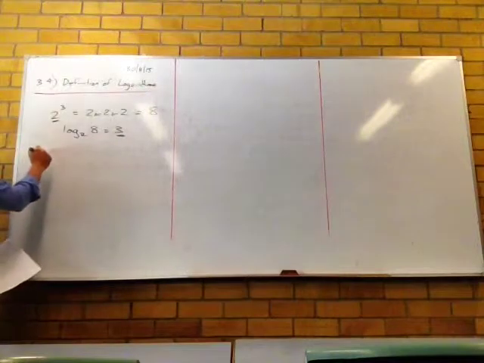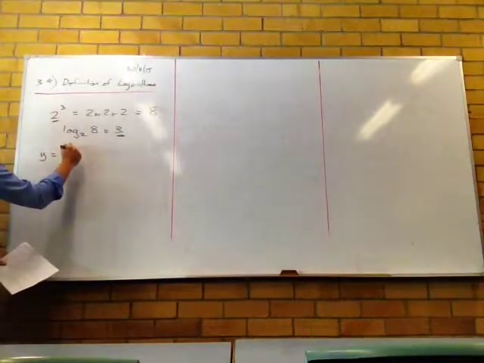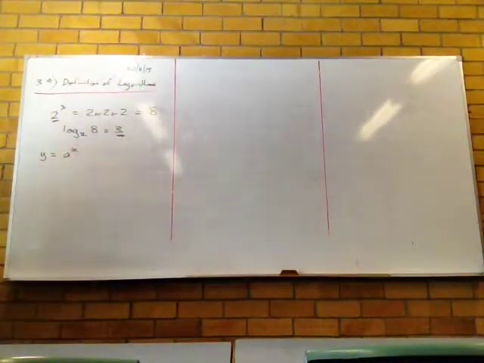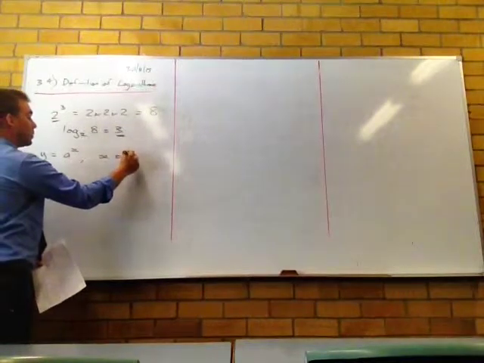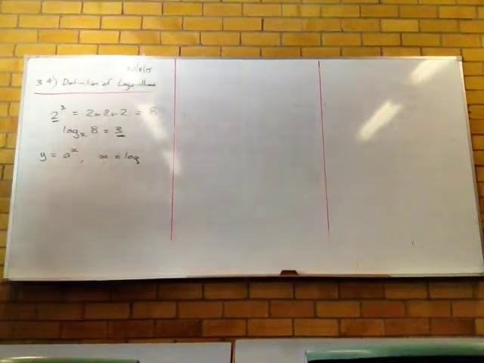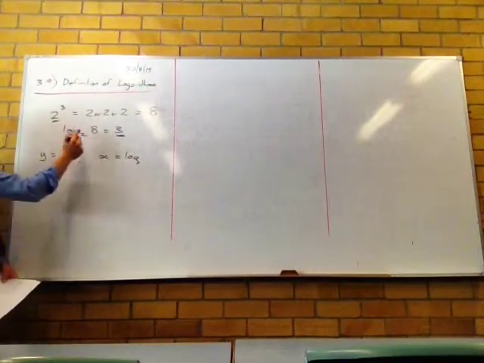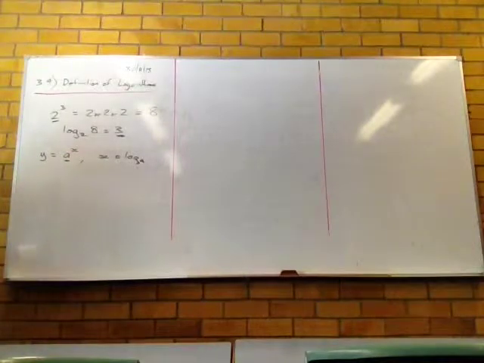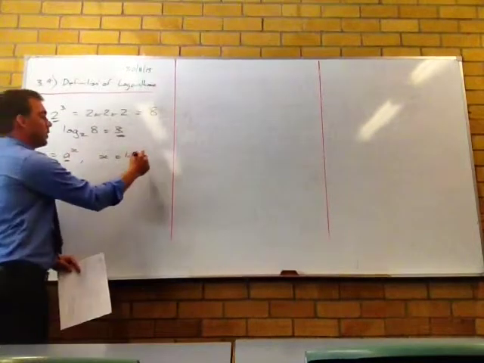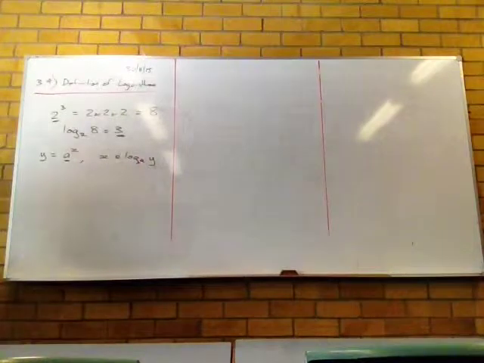So, the rule you need to know: if y equals a to some power of x, then that power, x, is equal to the log, short for logarithm. So this is the base number raised to a power, so this is the base of the log, of the answer, y. So that's what you need to know, where the numbers and letters go.